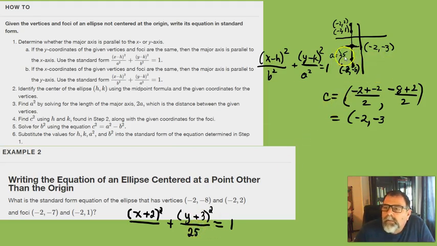Okay, so if a is 5, a squared is 25. c squared is the distance from the center to the foci, right? So that distance. So c equals, we're going from -3 to 1. So that'd be 3 plus 1, which is 4.